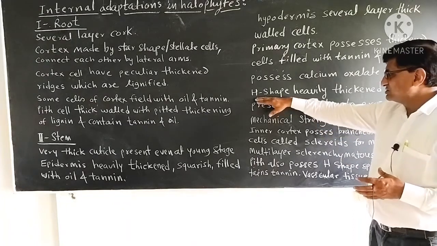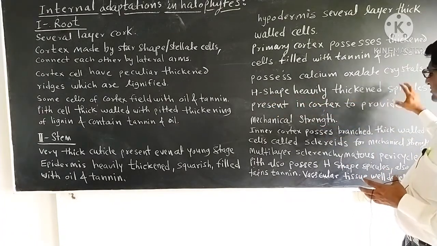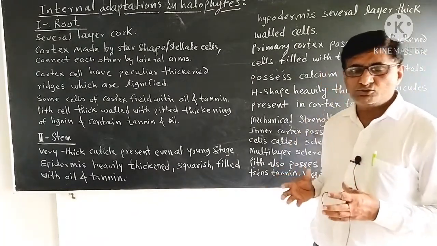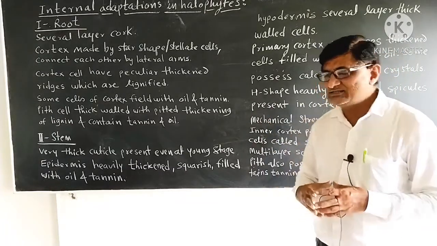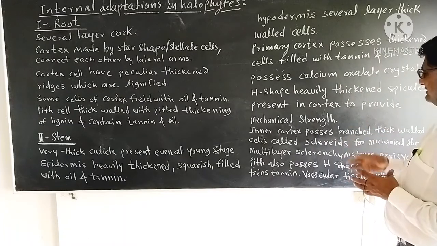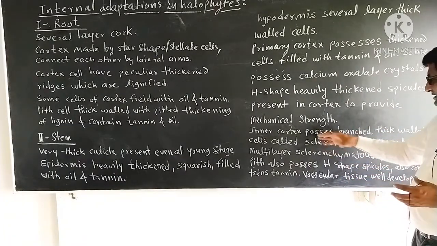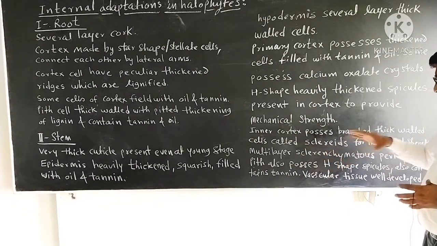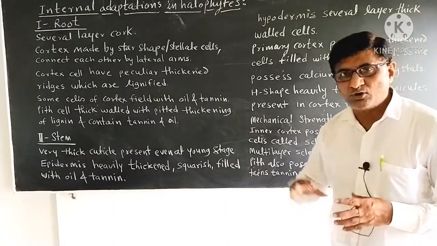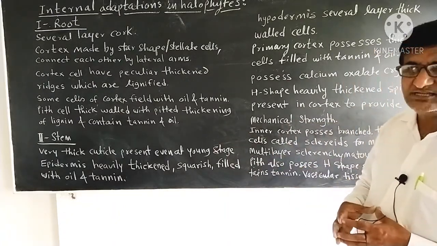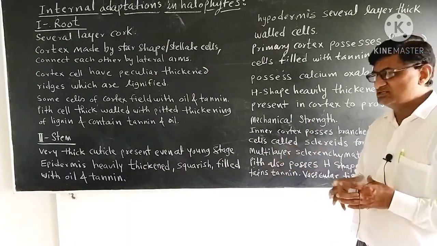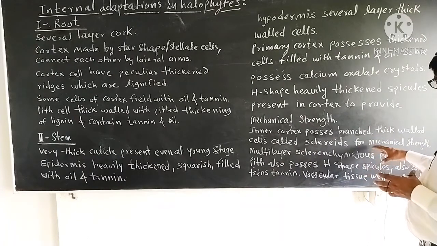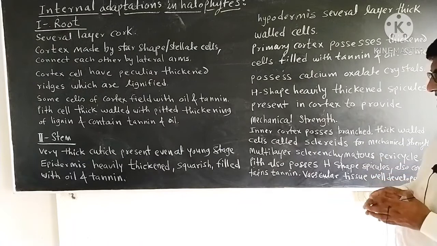In between, you can also see S-shaped heavily thickened spicules present in the cortex, and these heavily thickened S-shaped spicules are present to provide mechanical strength to the cortex as well as to the stem. The inner cortex possesses branched thick-walled cells called sclereids. So in between the inner cortex cells, you will see the sclereid cells that are nothing but a deposition of calcium, and they are star-shaped, and they can also perform the function of mechanical strength.